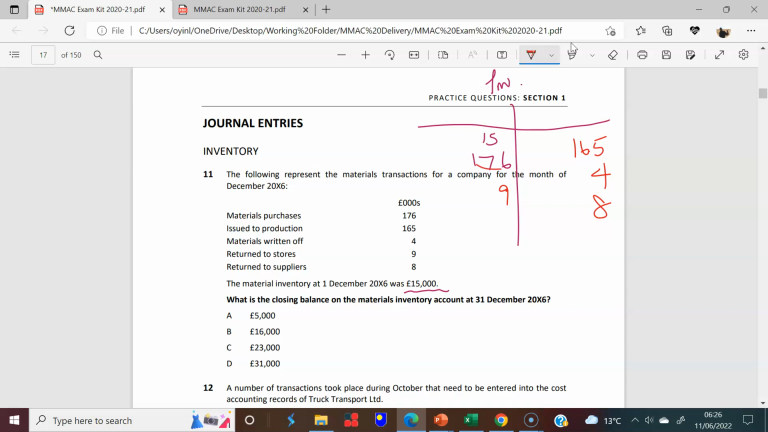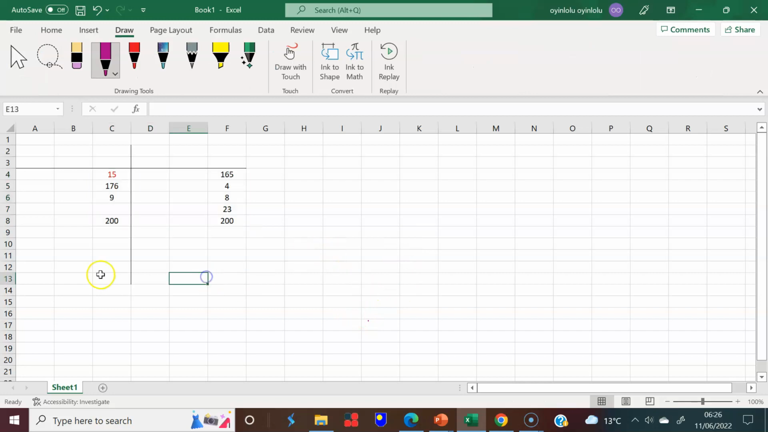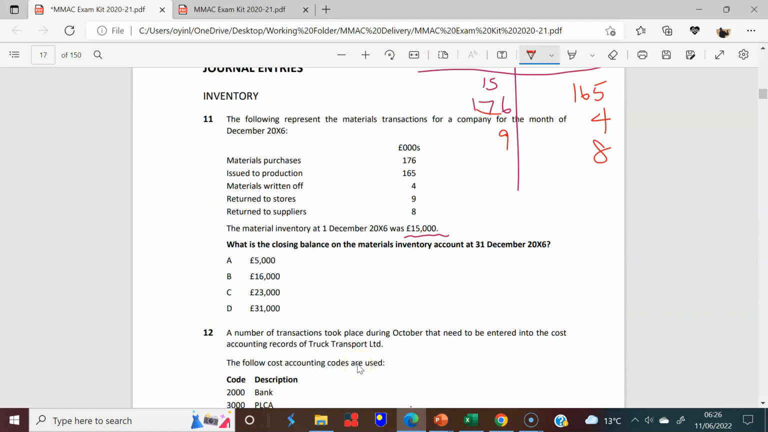So the question is asking fundamentally how much is left, and I've already started trying to put that together on a PowerPoint so that you can see what's going on. It started with 15. That's the 176. That's the 9 that was returned by stores, and then you have all of that. And so when you look at the difference between, of course, these two areas, you get a difference of 23. And so when we come over here, we can see clearly that we have a closing balance of 23,000.